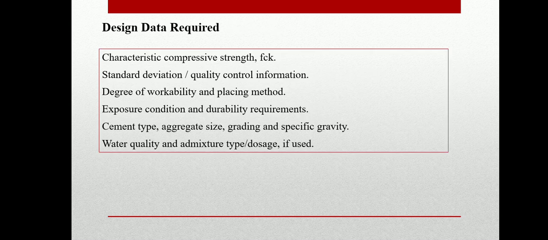So these are the design data required: the characteristic compressive strength FCK, standard deviation which reflects the quality control at the plant or at the site, degree of workability required and the method of placing, the exposure condition and durability requirements, the type of cement and aggregate size, grading and specific gravity, and finally the water quality along with the admixture type and dosage if one is being used.